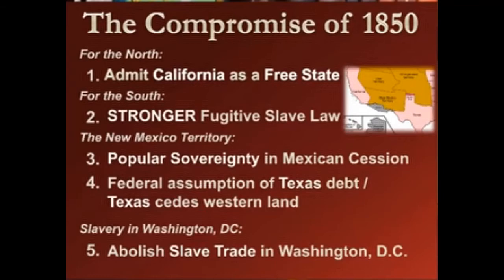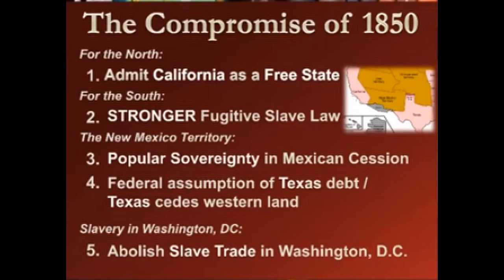A few years later, the policy of popular sovereignty. The ideal of popular sovereignty was to allow citizens living in a territory to decide if they wanted to be a free or slave state. The fourth bill resolved a land dispute with Texans, and they gave up some western land to the government. Finally, the fifth bill abolished slave trading in Washington, D.C.